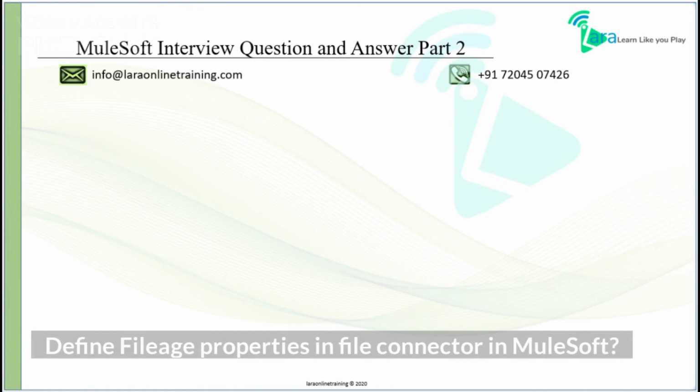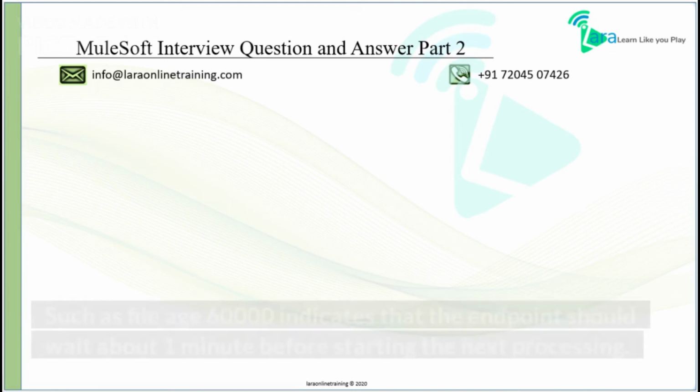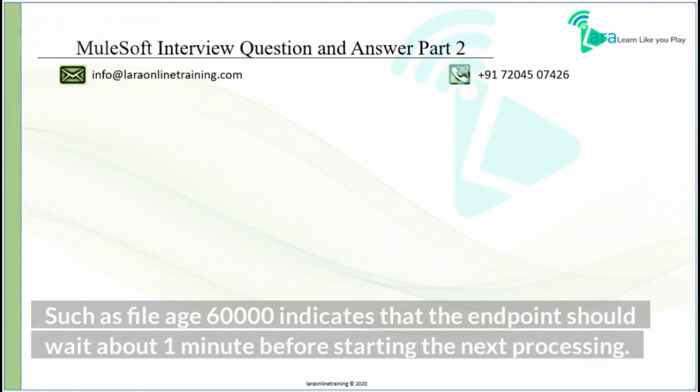15. Define file age properties in file connector in MuleSoft? Answer. File age defines the waiting duration of the endpoint before starting to read the file again. Such as file age 60,000 indicates that the endpoint should wait about 1 minute before starting the next process.